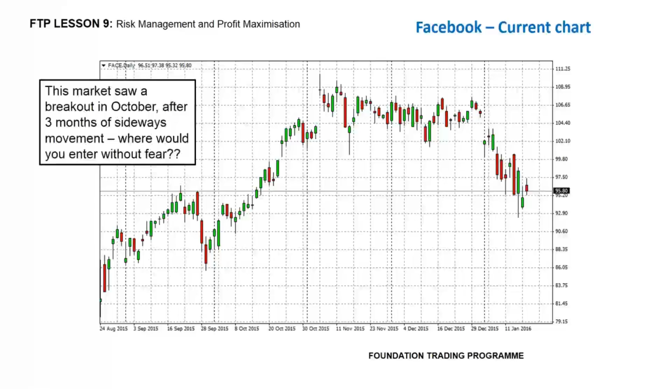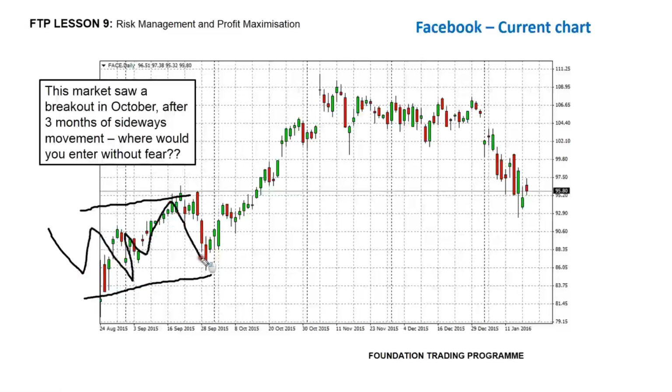This Facebook market was trending sideways for 3 months. And when a market is trending sideways, people get very fearful about when to enter. The market is most likely moving in a range. It most likely has been moving up to a ceiling and down to a floor. People tend to lose confidence as to when there might be a breakout.